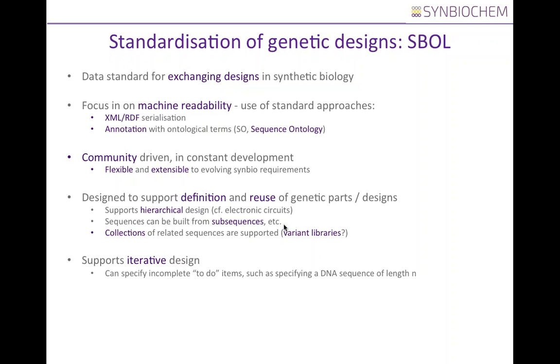And it also supports iterative design, so we can specify things in an ongoing manner. So we may know that we want a ribosome binding site of length 60 nucleotides, but we might not know specifically what that sequence is. So it might be that a piece of software will produce a ribosome binding site of 60 nucleotides. Now, we can't represent that information in GenBank, but we can do so in SBOL. So it supports this iterative design process that we're doing.